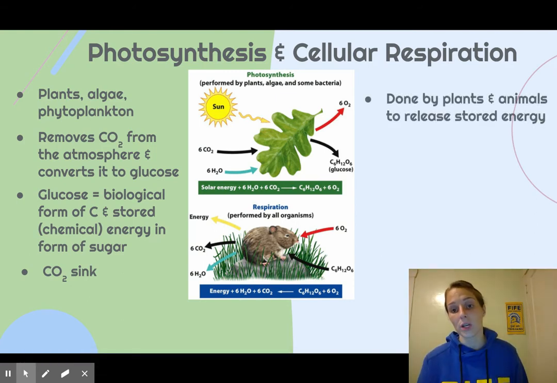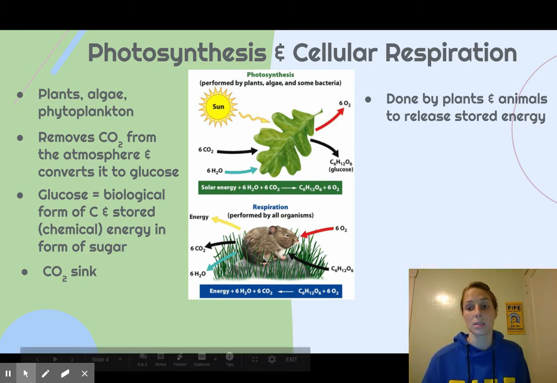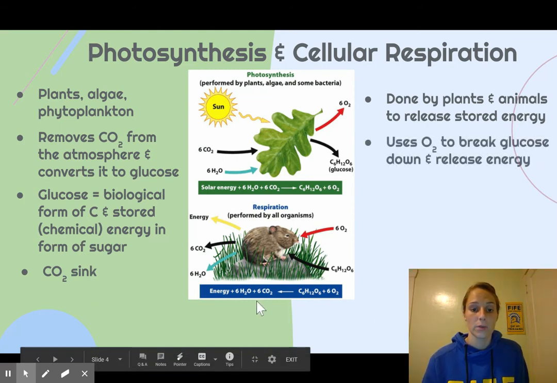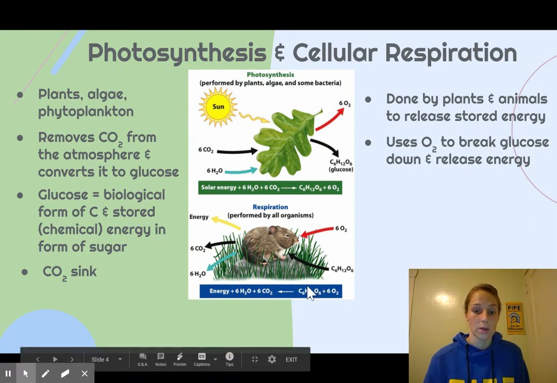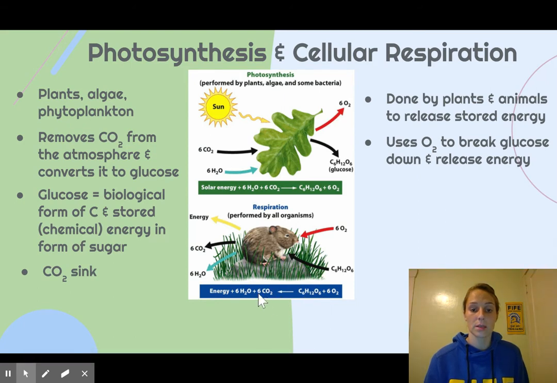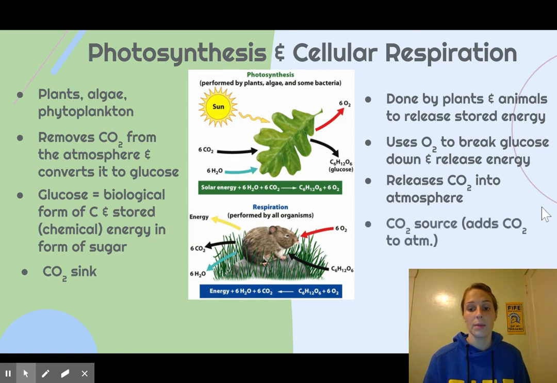Then we have cellular respiration. This is done by plants and animals. And what occurs during this is it releases stored energy. If you look at the equation here, it uses oxygen to break glucose down and release energy. So we start with glucose right here through the process. Now we've got carbon dioxide, which is going to be released into the atmosphere as it's being breathed out by this organism.